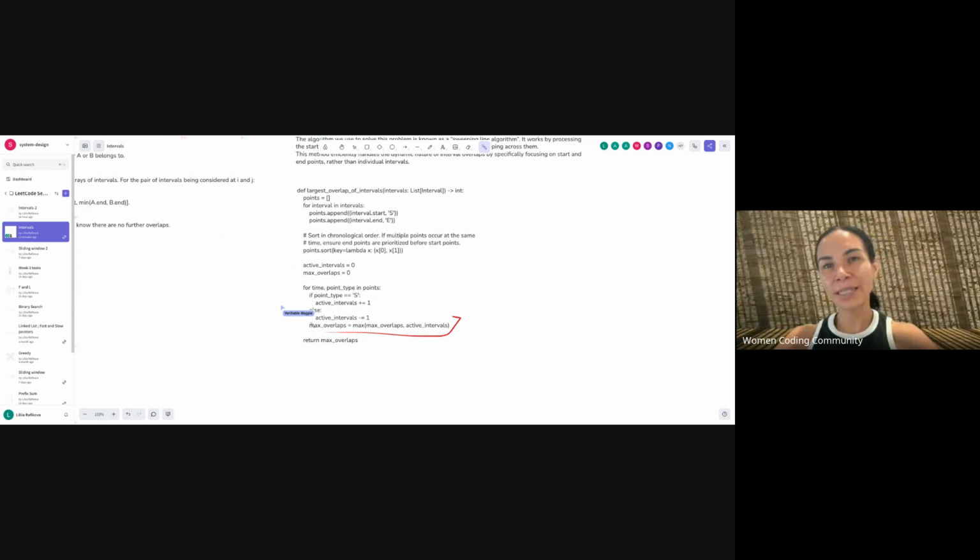Do you remember we discussed last time when we were also introducing max value? After each iteration, we will compare whether the previous answer is bigger than the one we're ending up with now. So at each iteration, we will just track our max overlap intervals.